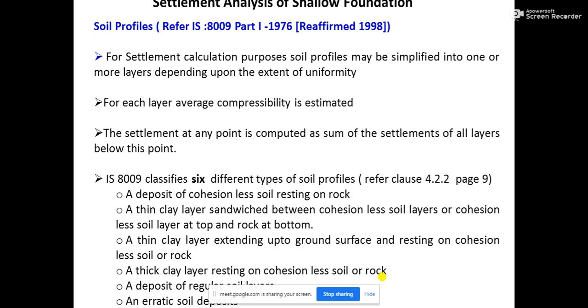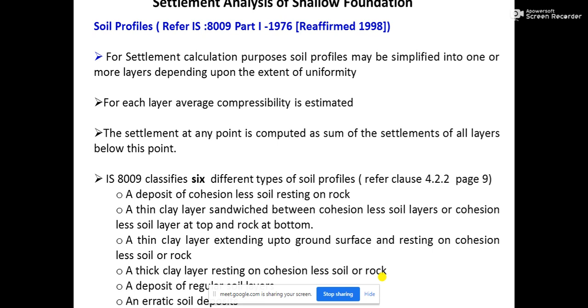Terzaghi's bearing capacity equation. The triangular wedge shaped zone, if you remember, from the base of the footing up to the vertex of that triangle, you will have a depth of B. Now, if your clay layer thickness is less than that B, that means the depth of the soil layer below the footing level is less than B, in that case it will be considered as a thin clay layer.